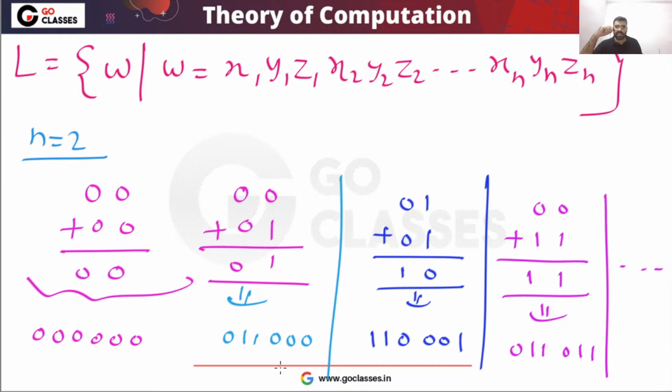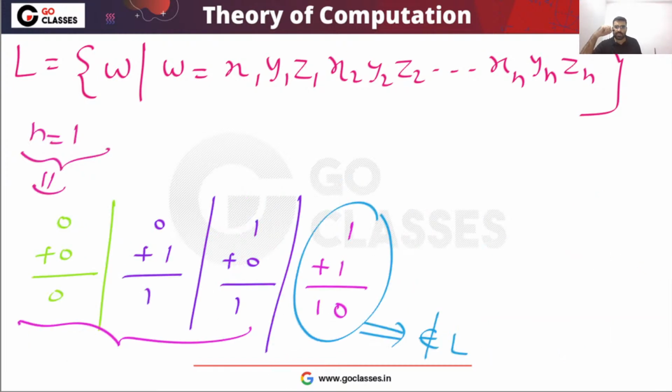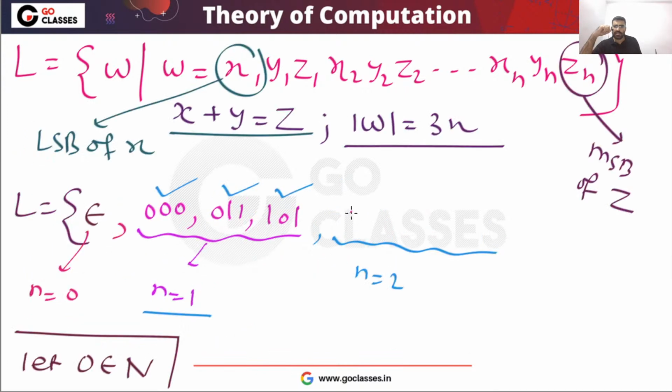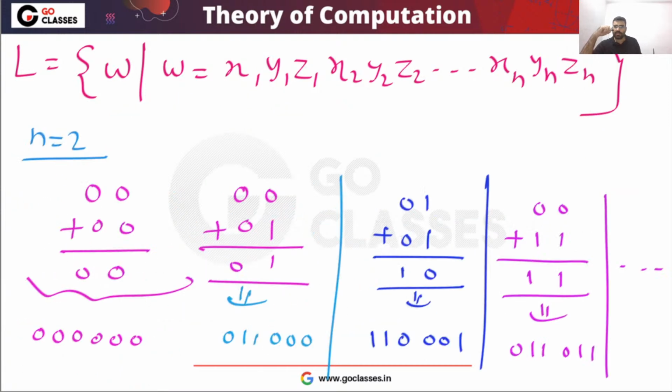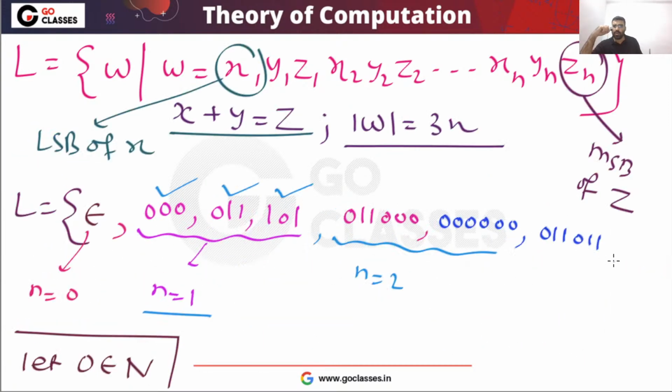These are the strings you are getting, correct? Like 0, 1, 1, 0, 0, 0. Similarly, I can say 0, 0, 0, 0, 0, 0. Similarly, I can say 0, 1, 1, 0, 1, 1. Correct? So like this. I hope you understood the language. Did you understand the language?